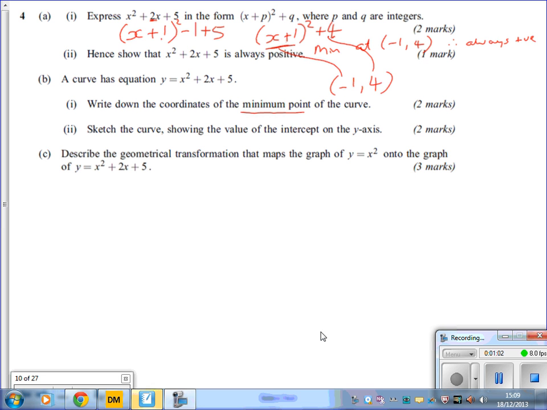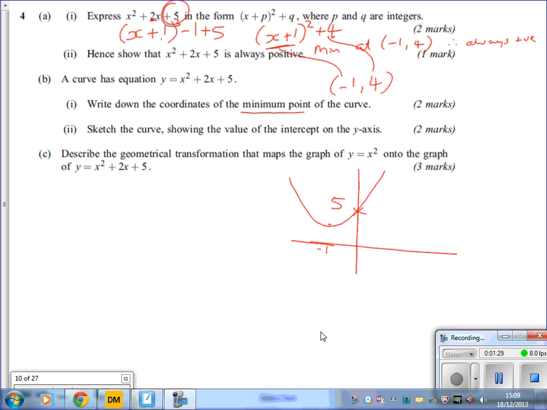That goes from there. Sketch the curve showing the value of the intercept. So where's the intercept? It's going to cross at 5, isn't it? It's crossing over here at 5. We know the minimum is at minus 1, 4. There's minus 1, 4. And we've got our x squared graph looking like that. Of course, it doesn't cross the x-axis there because we said it didn't earlier.